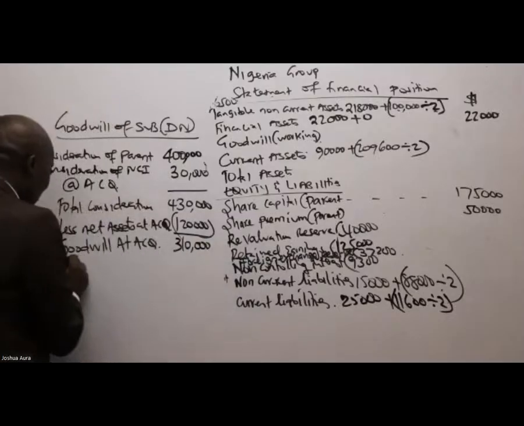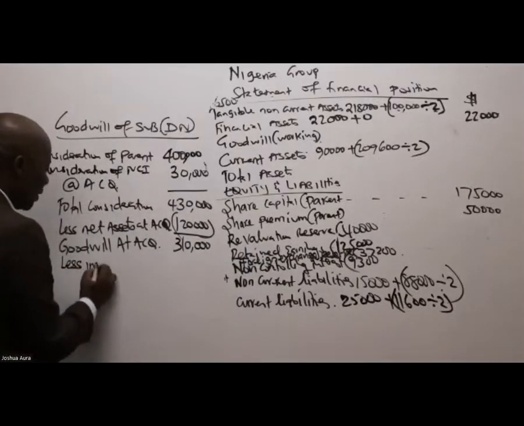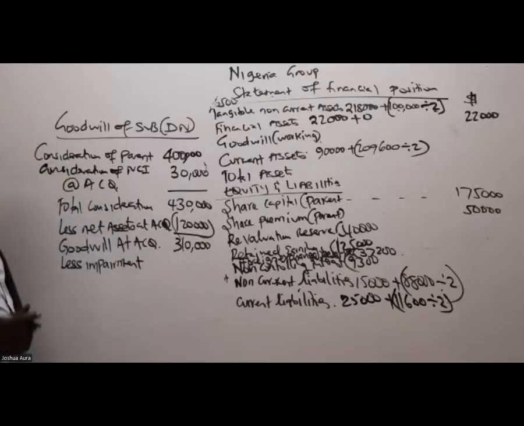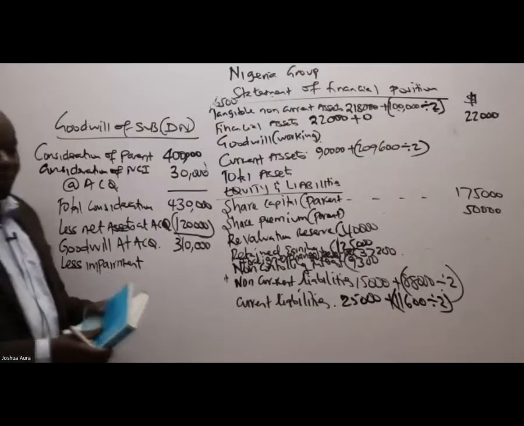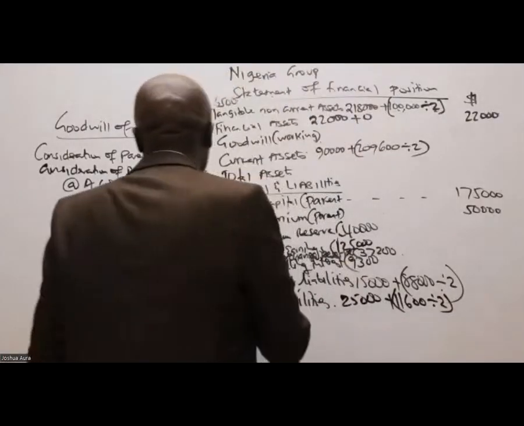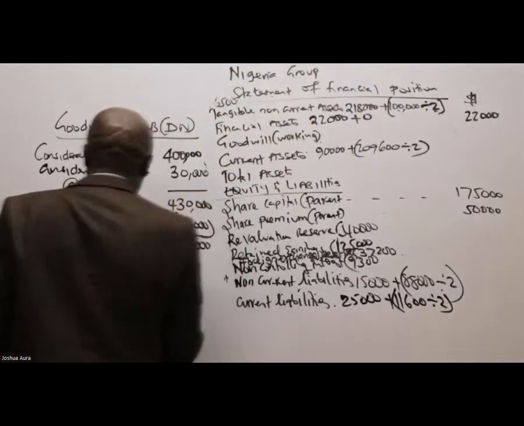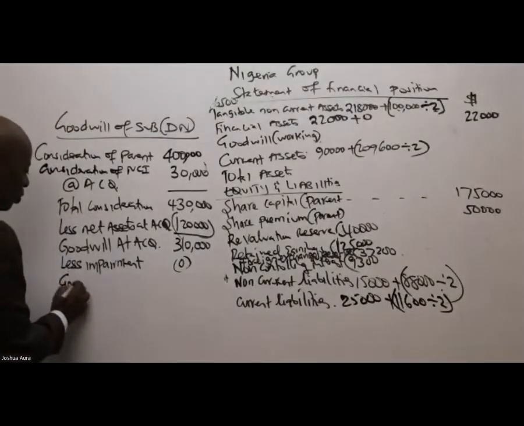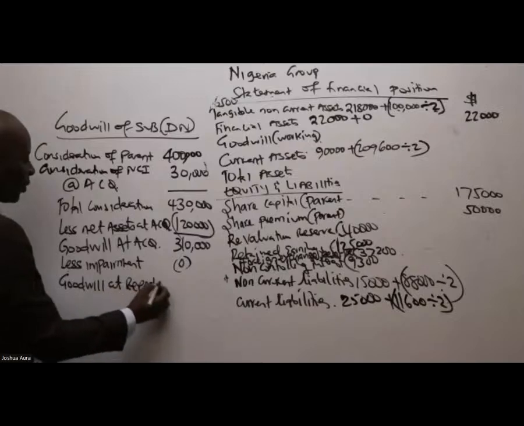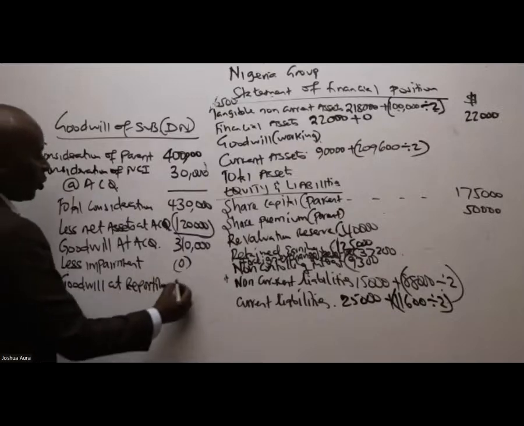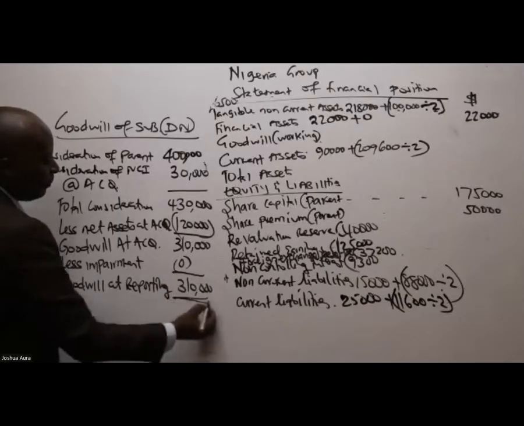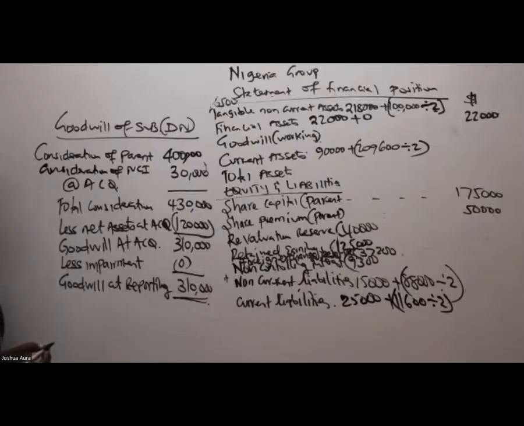So less any impairment. Are you able to see any impairment? Have they given us any policy regarding impairment? No impairment, isn't it? So impairment is 0. And then when you subtract, we get what we call goodwill at reporting, which basically will be 310,000.